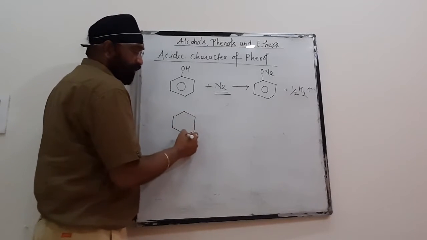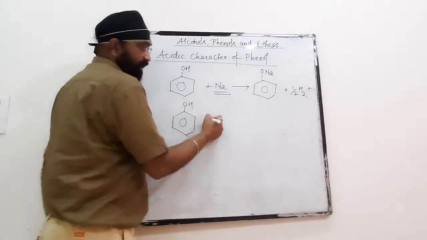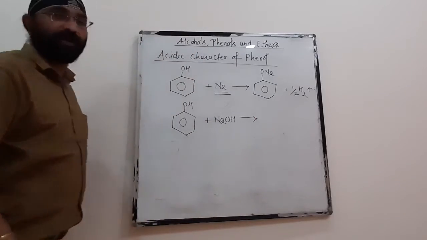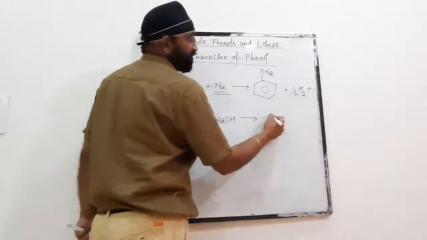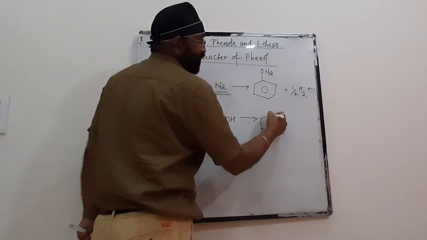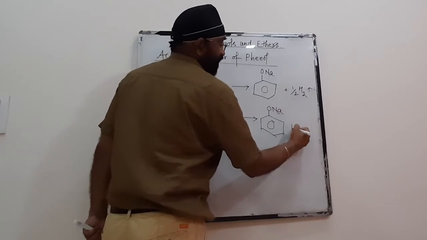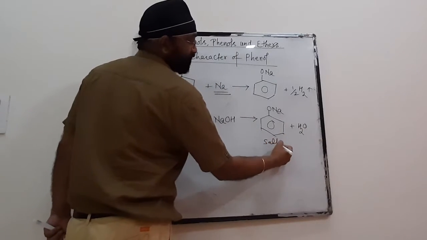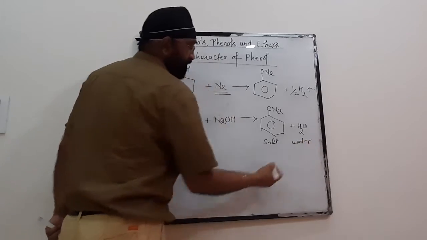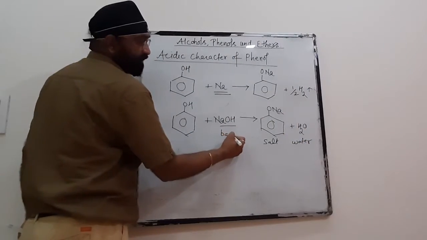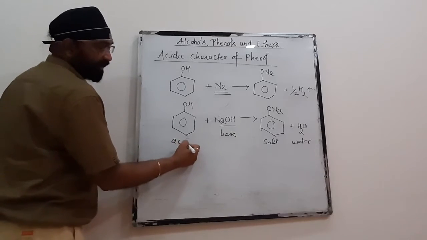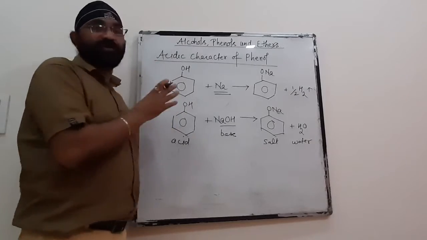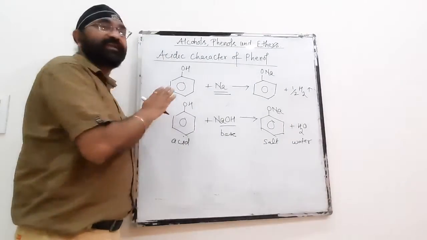Similarly, phenol also reacts with NaOH, that is sodium hydroxide, which is also a strong base, and in this reaction also it forms sodium phenoxide along with the formation of water. So here also we get salt and water as products. Since it reacts with a base, it means this phenol is acting like an acid. So these two reactions prove that phenol is acidic in nature.